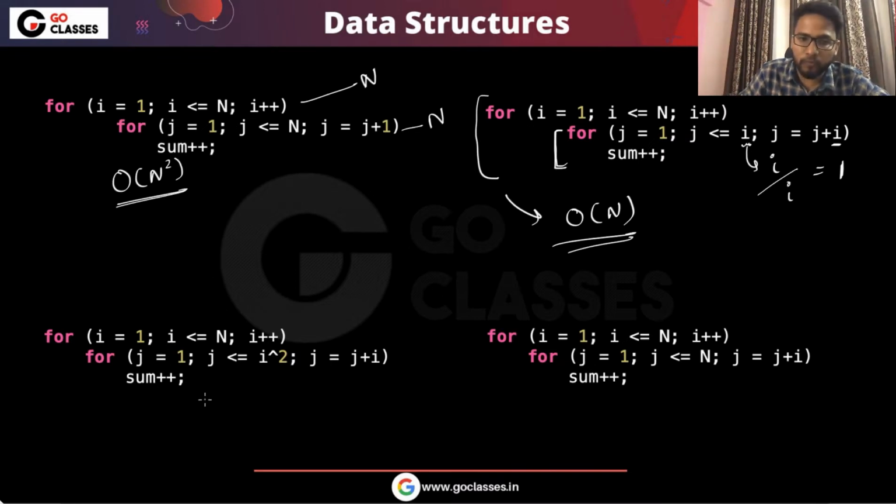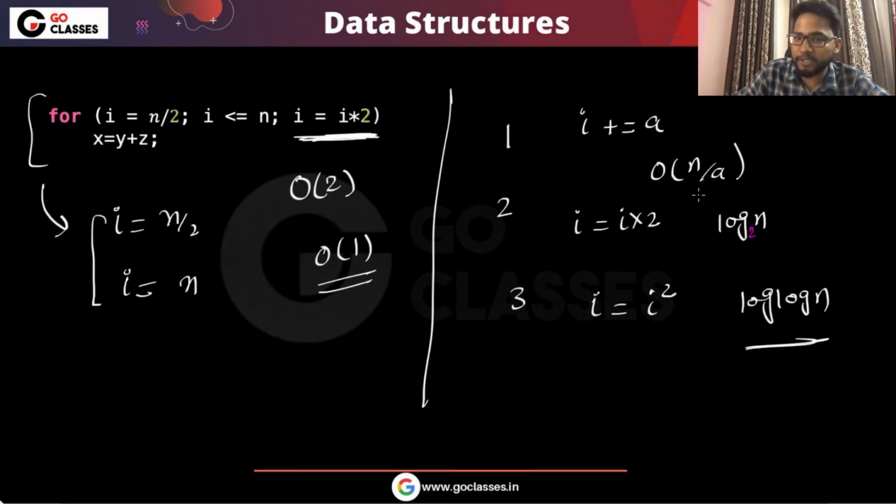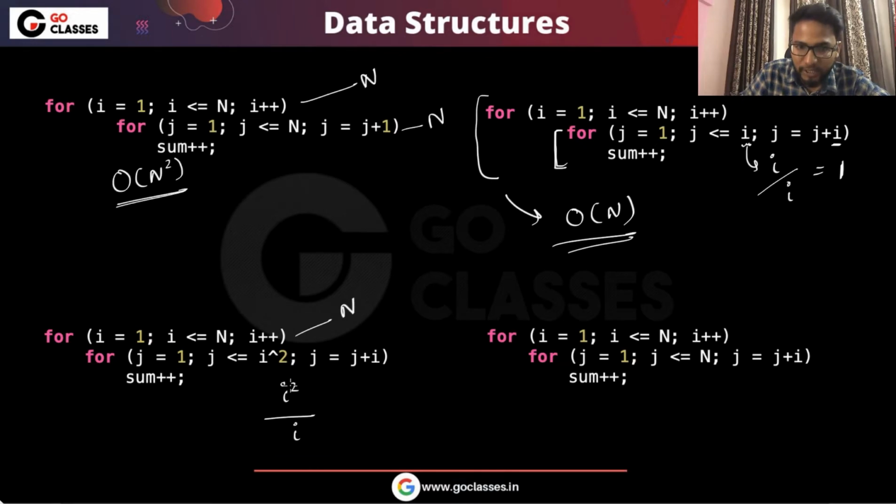What about this for loop? In this for loop, the first loop is running n times. The second loop is saying that you are running it till i square, but each time you are incrementing by i. This is interesting. So the second loop will be running i square by i times, because it is n by a basically, right? So n means i square here, and by i, which means i times it will be running, which means that for i equal to 1 it will run one time.